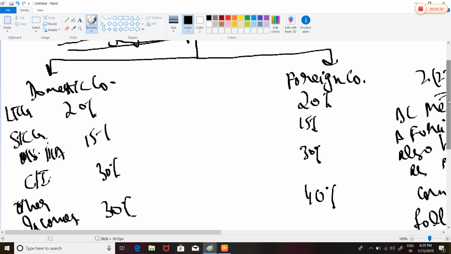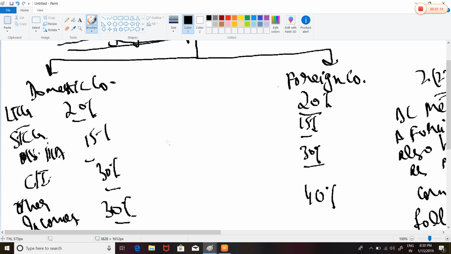See, LTCG in both the cases is charged at 20%. STCG on which STT has been paid under section 111A is 15%. Casual income is taxed at 30% and 30%, and other income is taxed at 30% for a domestic company and 40% for a foreign company.